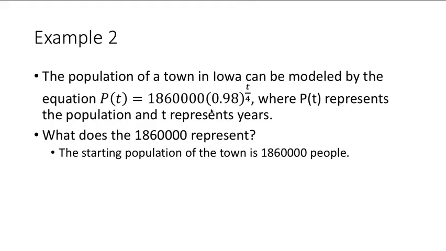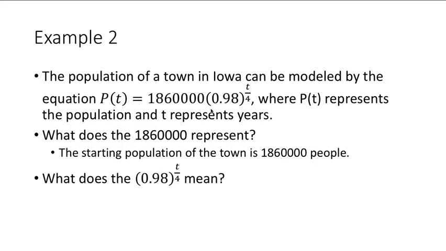I know that this is talking about the population of a town, so I know that the 1,860,000 represents the population of the town when it was starting. So then what does those 0.98 to the t over 4 mean?